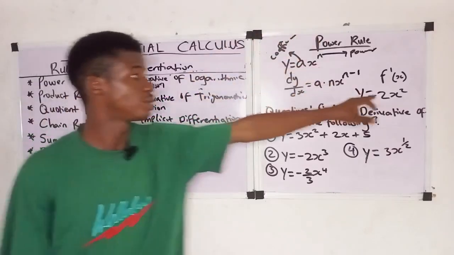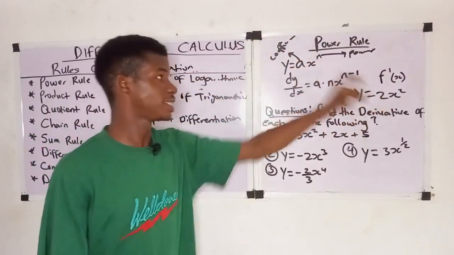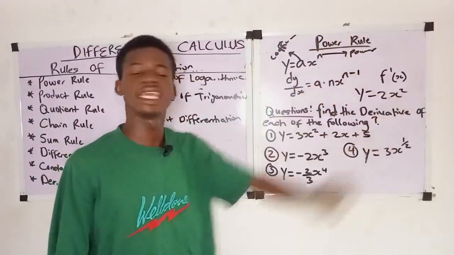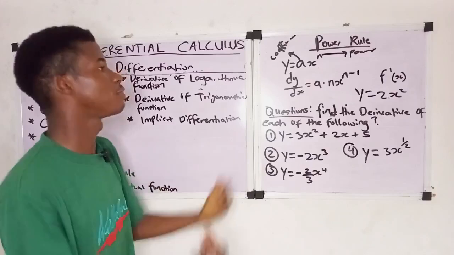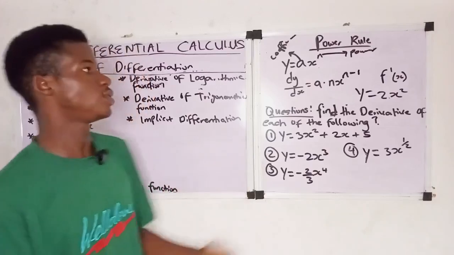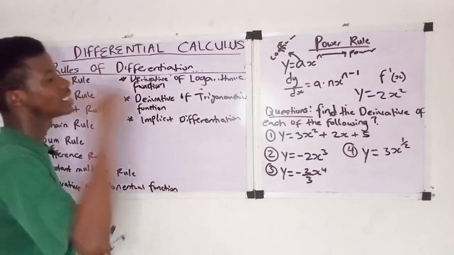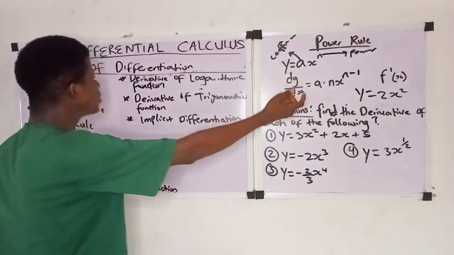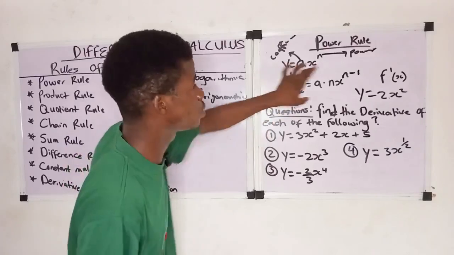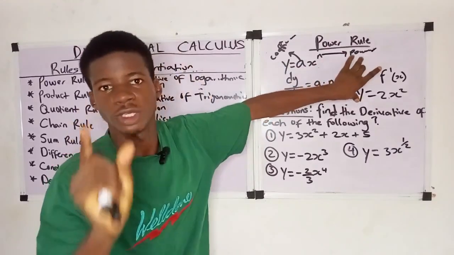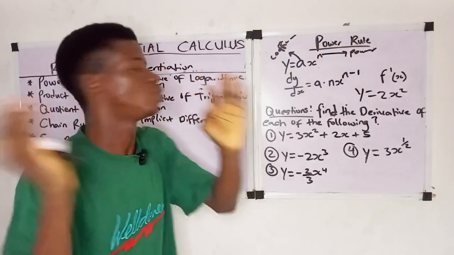Where a is the coefficient, s is the variable, and n is the power. Now, how are you going to solve a question that comes from the power rule? It's very easy. We need to differentiate y with respect to s. This is the formula we need to use to solve questions coming from the power rule.